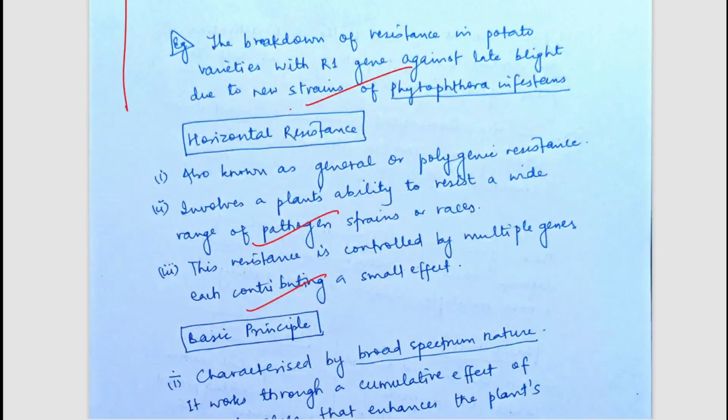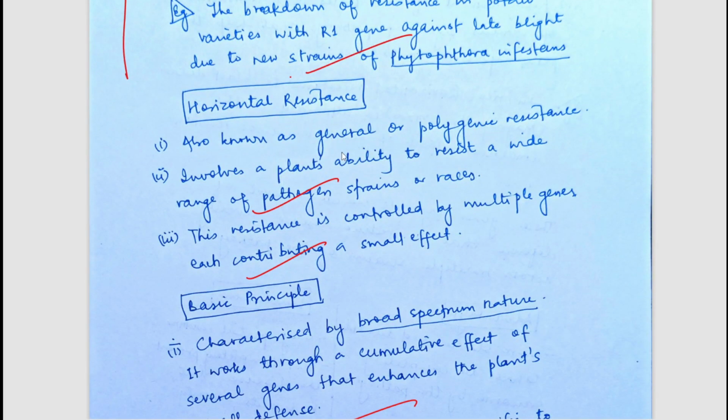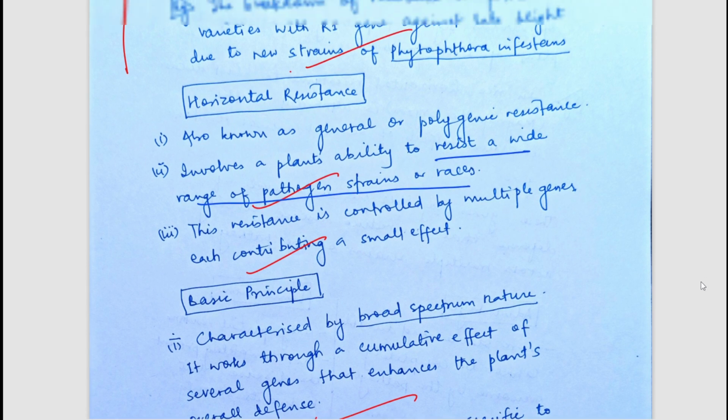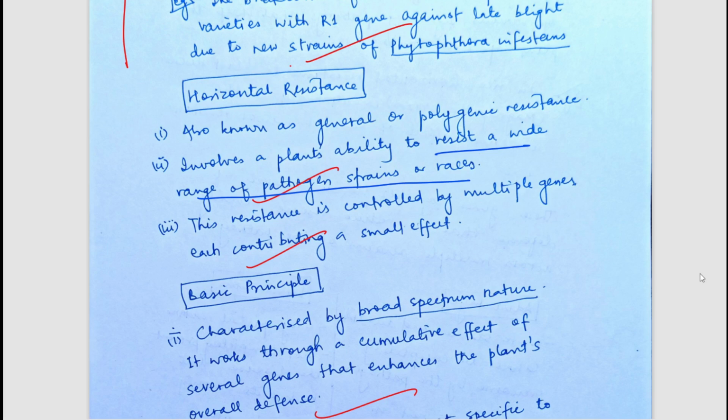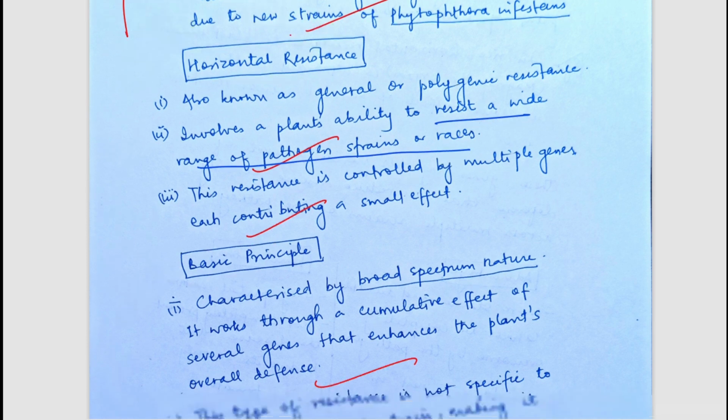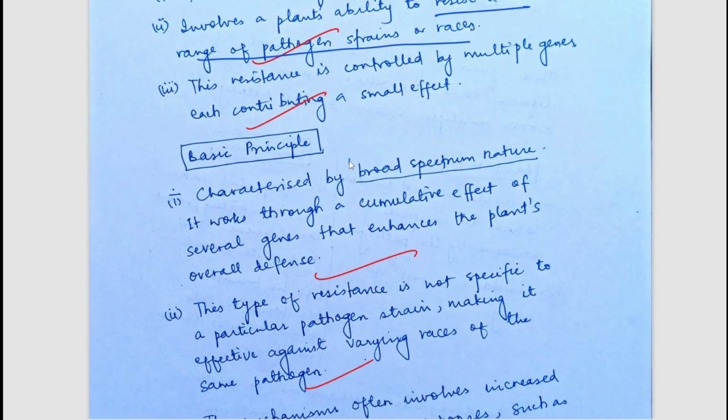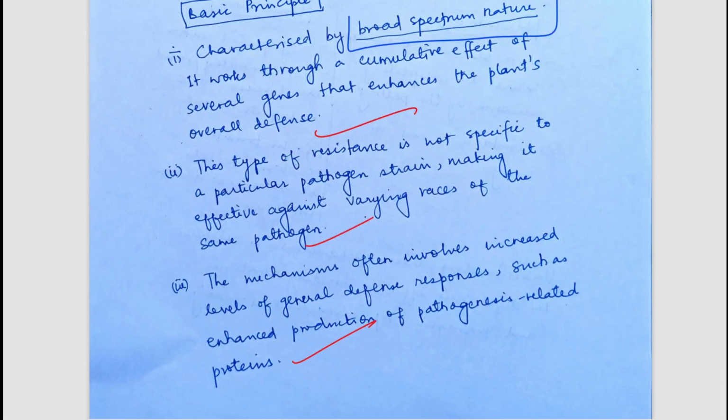Now, what is horizontal resistance? It involves the plant's ability to resist a wide range of pathogen strains or races. So you can see in horizontal the range is wide as compared to vertical resistance. In vertical there is only a similar kind of families which the plant is able to resist, but in horizontal resistance the plant is able to resist a wide range of varieties. You can see the basic principle, we all know that it is broader than vertical resistance. That has been mentioned, well written points, you can pause and read the answers.